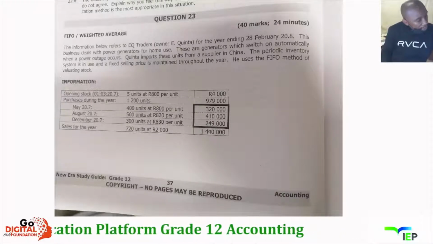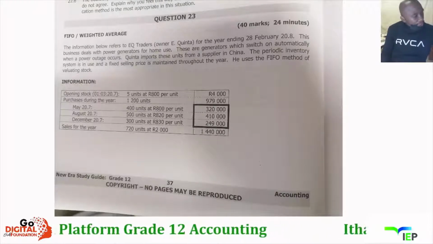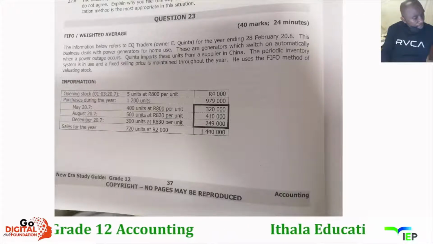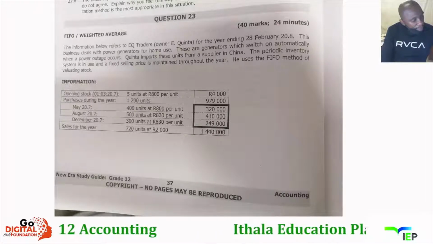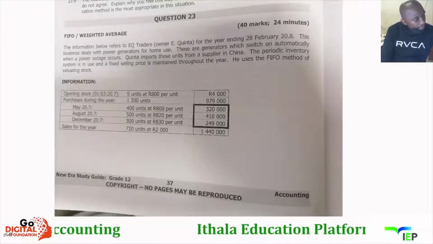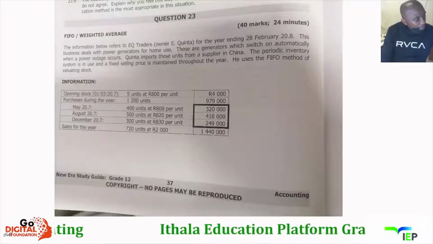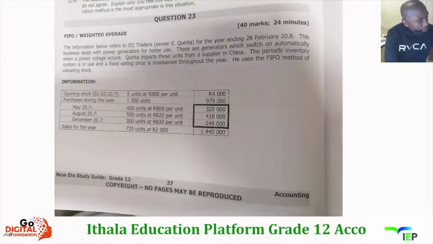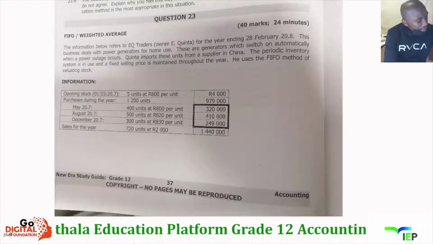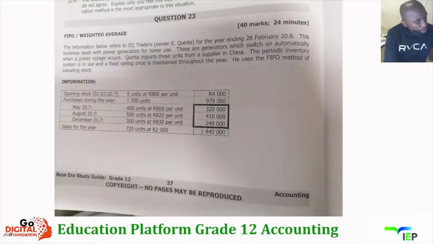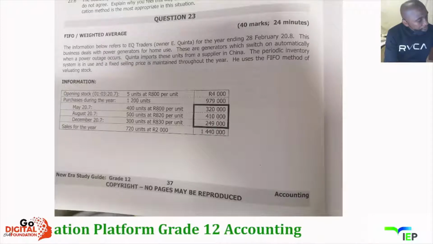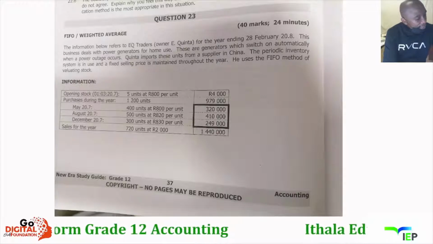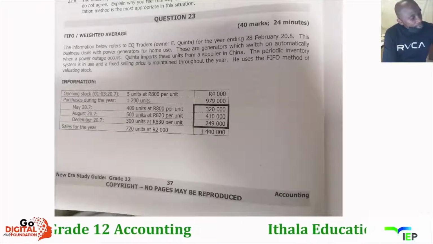The information below refers to EQ Traders for the year ending 28th of February 20.8. The business deals with power generators for home use. These are generators which switch on automatically when the power outage occurs. So when we are facing load shedding, these generators switch on automatically.